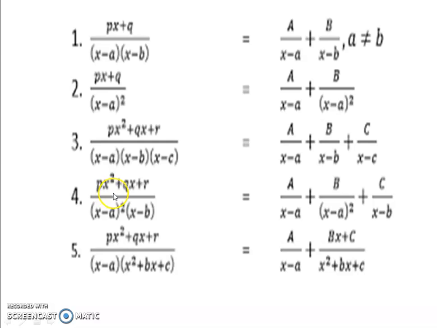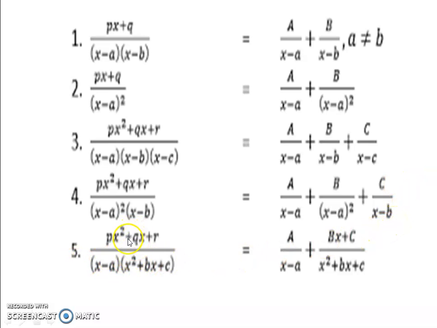Next, if the numerator has the quadratic expression px² + qx + r and the denominator has the factors (x − a) whole square into (x − b), then we have to split up A upon x − a, plus B upon (x − a) whole square plus capital C upon x − b.